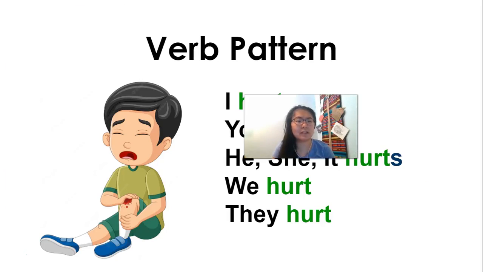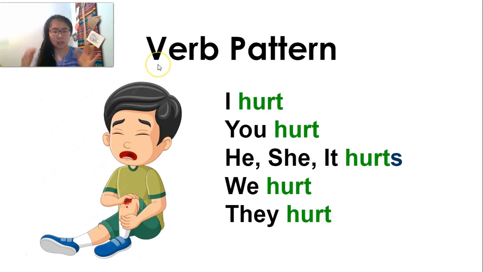Let me move my face. So what we have is a verb pattern, right? Something that we know will repeat, and we'll talk about that in a moment as well. So our pattern is I hurt, right? So me, I hurt, you hurt. He, she, or it hurts. It hurts. We hurt, right?